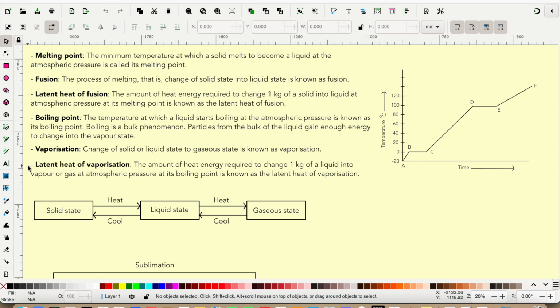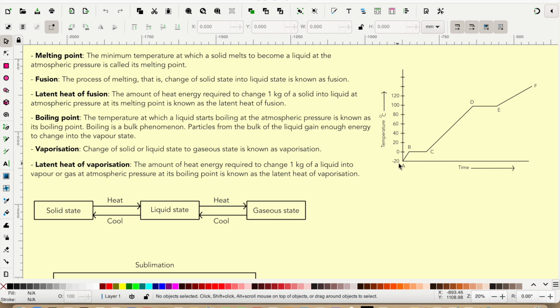Next one is latent heat of vaporization. It is defined as the amount of heat energy required to change 1 kilogram of liquid to vapor or gas at atmospheric pressure at its boiling point. The process of changing ice to water vapor is plotted on the graph as shown in the figure.